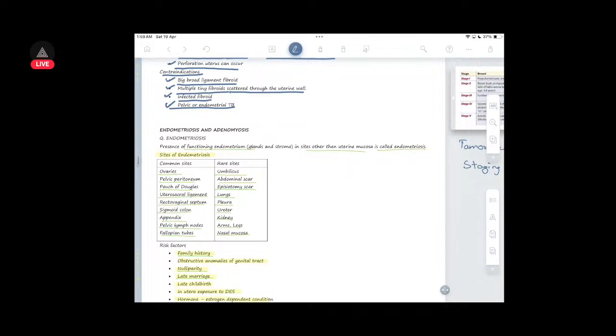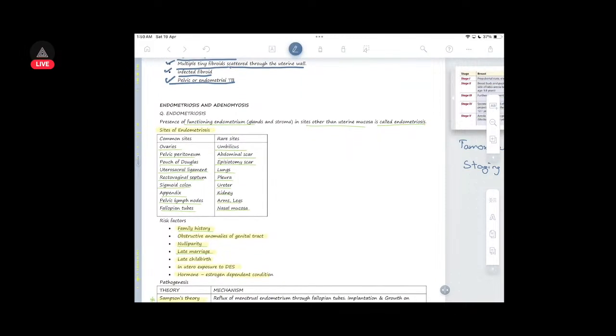Then endometriosis and adenomyosis. Endometriosis is the presence of functioning endometrium, which is glands and stroma, in sites other than uterine mucosa, and is called endometriosis.